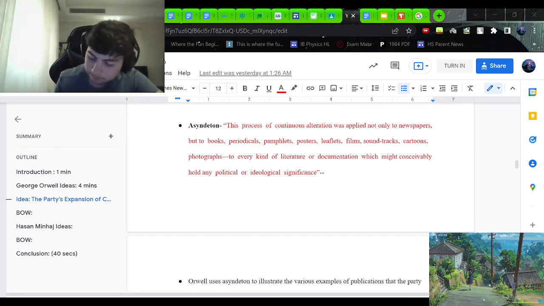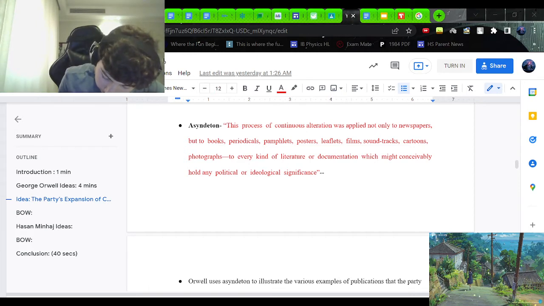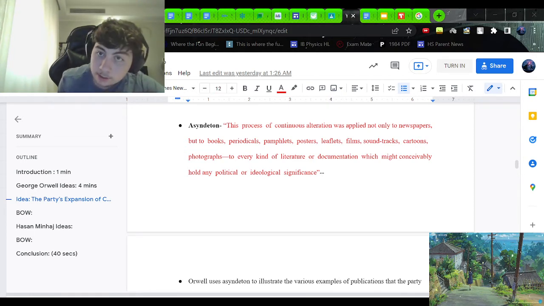Leaflets, films, comma, soundtracks, cartoons, comma, photo.